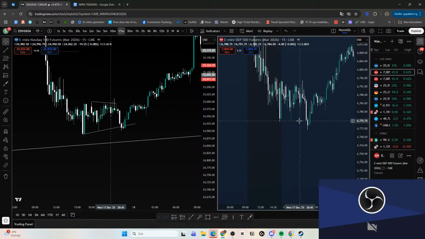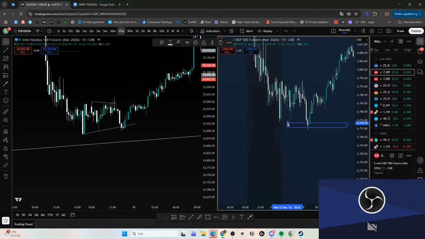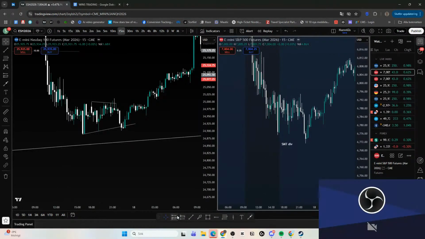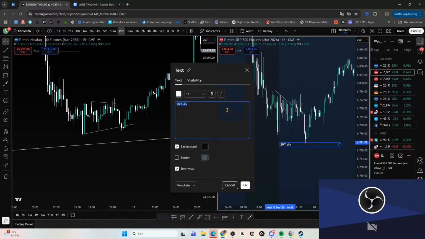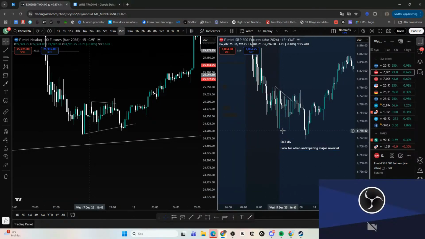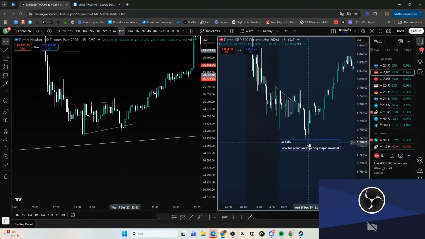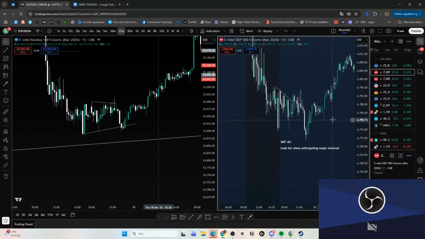Indeed, interesting. So I had a major reversal. Like a major reversal, we do indeed get the SMT divergence. So I think that is interesting. Look for it when anticipating a major reversal. The SMT divergence is basically when the ES gets a low and the Nasdaq doesn't, or reverse, when the Nasdaq gets a low and the ES doesn't.